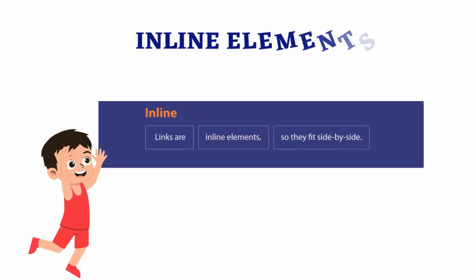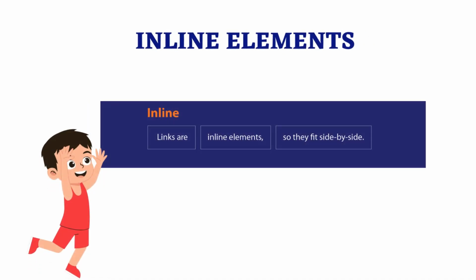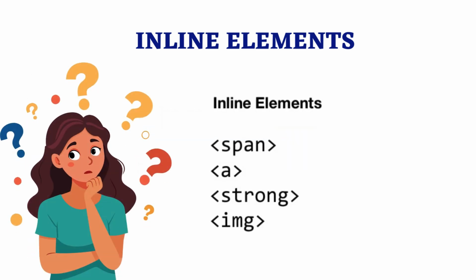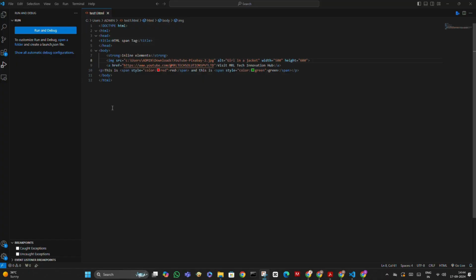Now, let's talk about inline elements. Unlike block level elements, inline elements appear within a line of text and do not create a new line. They're often used to style individual pieces of text or inline content. Inline elements like img, strong, and span. Here's an example of some inline elements in action.